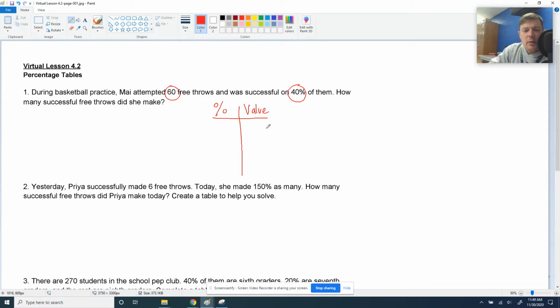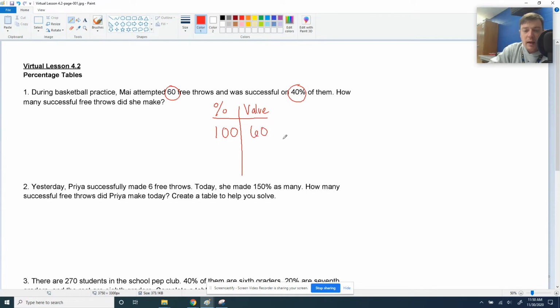The one thing you have to be able to pick out of these problems is, what is my 100% value? Sometimes you know it, sometimes you don't, and that's really what the problem revolves around, that percentage being the whole. Now, May attempted 60 free throws. Does that sound like a total whole, or like a part that she made or a part related to that whole? To me, it sounds like a whole. So we know that 100% of her shots was 60.